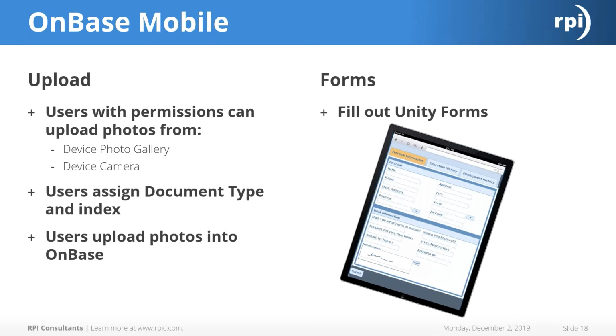On the OnBase mobile application, you can use the upload feature. So as long as you have permissions to use your photos from your device, you would just go to either the photo gallery or your camera, and you can upload an existing photo or take a new photo. You're able to sign documents. You are able to assign a document and index a document. So if you do upload a picture that's already on your device, you can go ahead then and define the document type name and index it with the keywords. And then of course all those photos will go into OnBase.